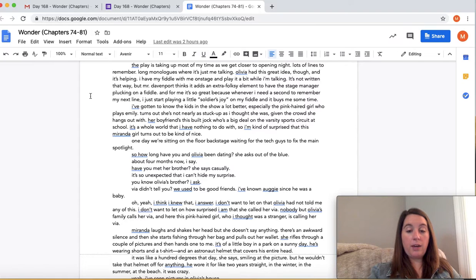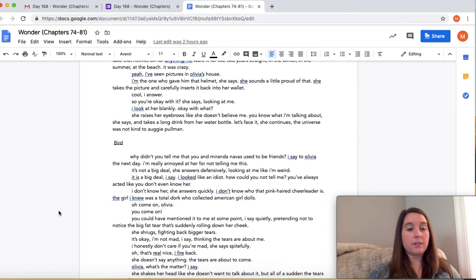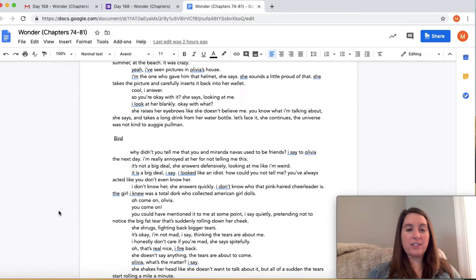It's of a little boy at the park on a sunny day. He's wearing shorts and a t-shirt and an astronaut helmet that covers his head. It was like 100 degrees that day, she says, smiling at the picture. But he wouldn't take off that helmet for anything. He wore it for like 2 years straight in the winter. In summer, at the beach, it was crazy. Yeah, I've seen pictures in Olivia's house. I'm the one who gave him the helmet, she says. She sounds a little proud of that. She takes the picture and carefully inserts it back into her wallet.